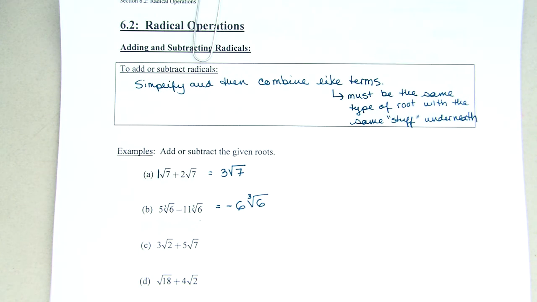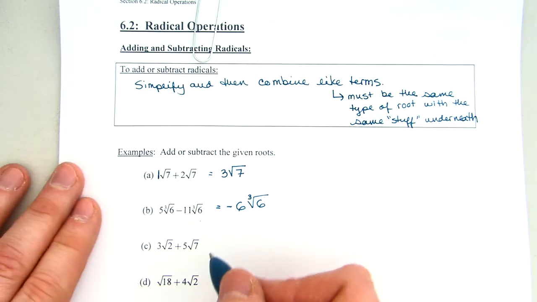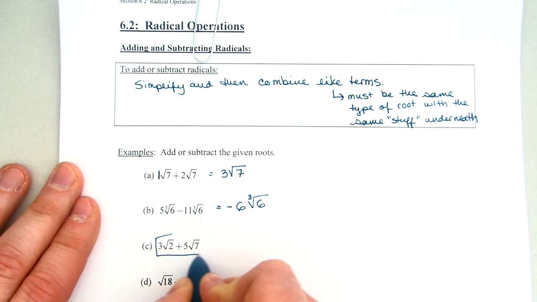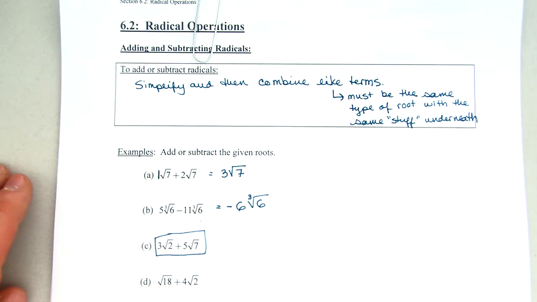3 root 2 plus 5 root 7. Oh, are they like terms? They're not like terms. We can still add them, though. Our answer to this problem is 3 root 2 plus 5 root 7. The answer is still going to be a sum. That's the best we can do. If they're not like terms, you don't say not possible. You just give the two different terms in the answer.